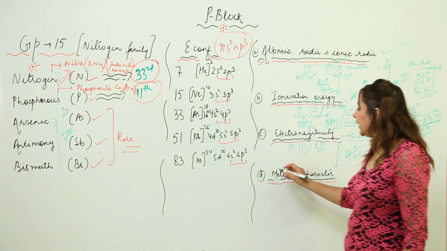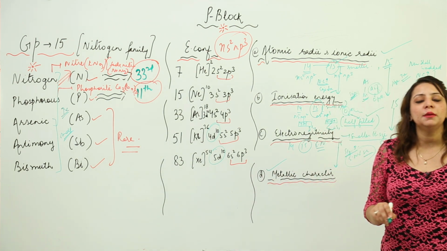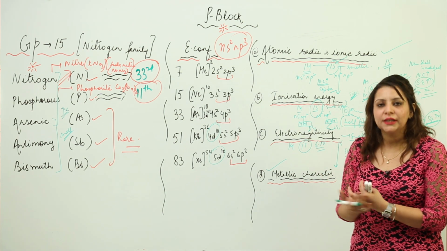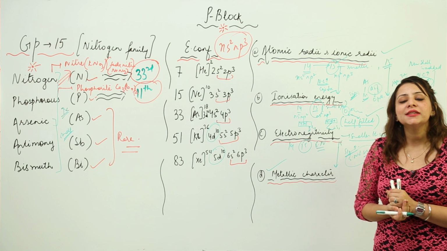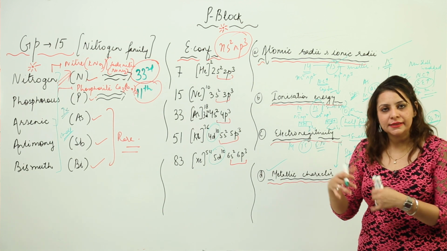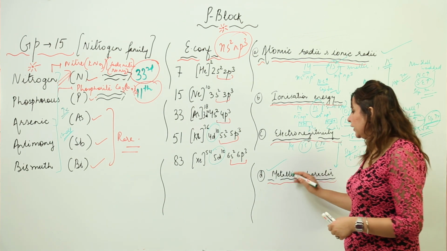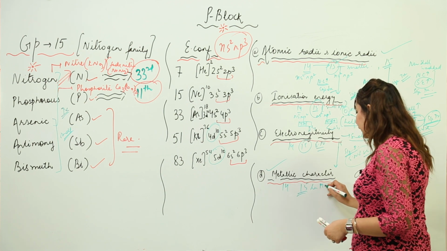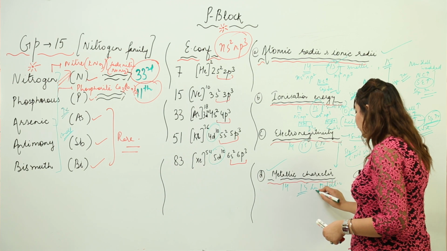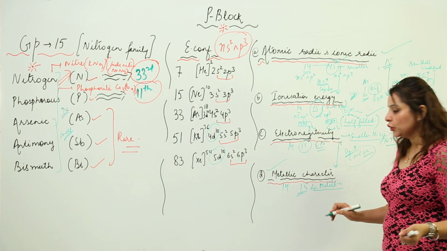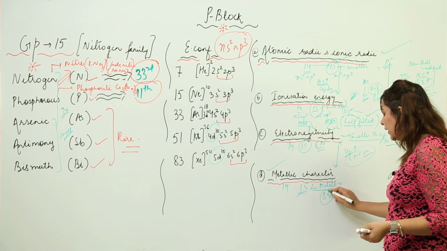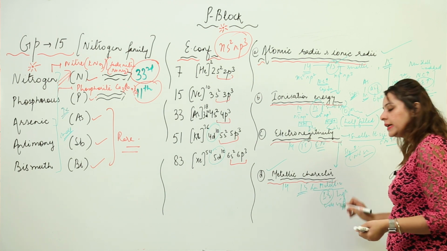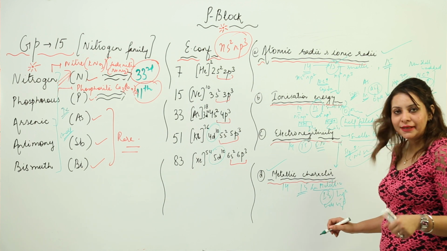Now coming on to the metallic character, we see whether they are metallic or not. Metallic ones are those which have the ability to lose electrons, and non-metallic ones are those which have a tendency to accept electrons. If we compare groups 14 and 15, group 15 is less metallic. Why? Because they cannot lose electrons so easily, because their ionization energy is high because of their small size. So that means group 15 is less metallic.